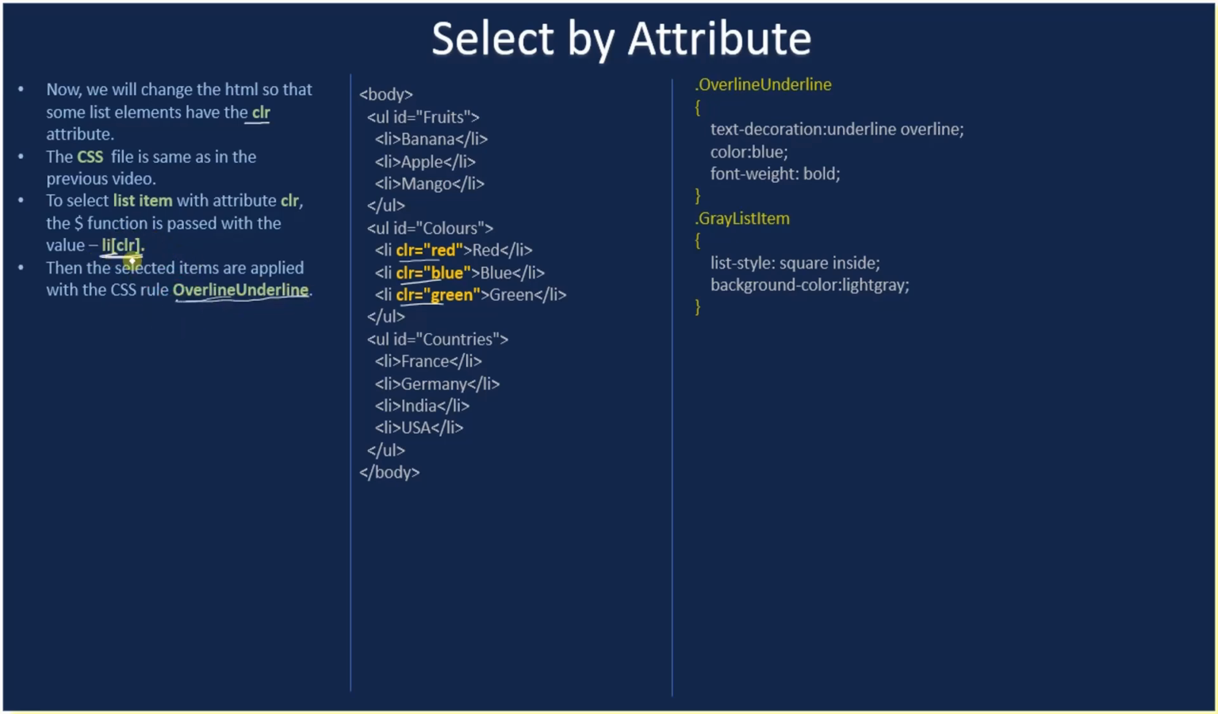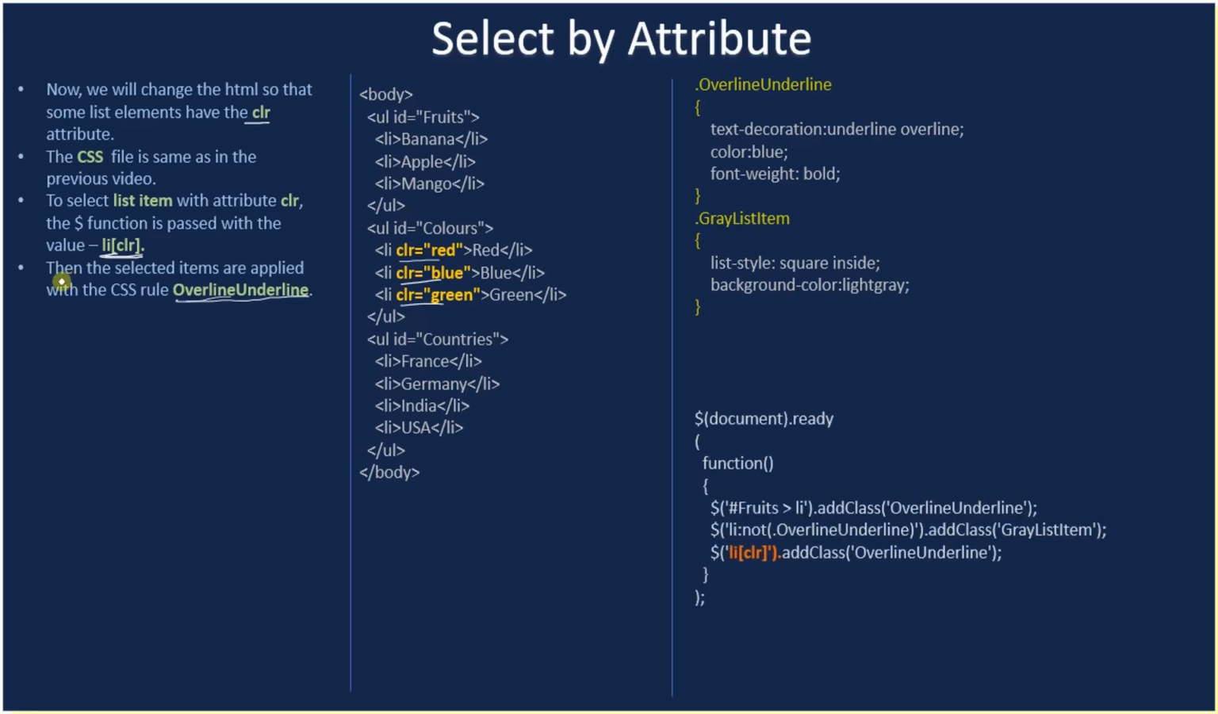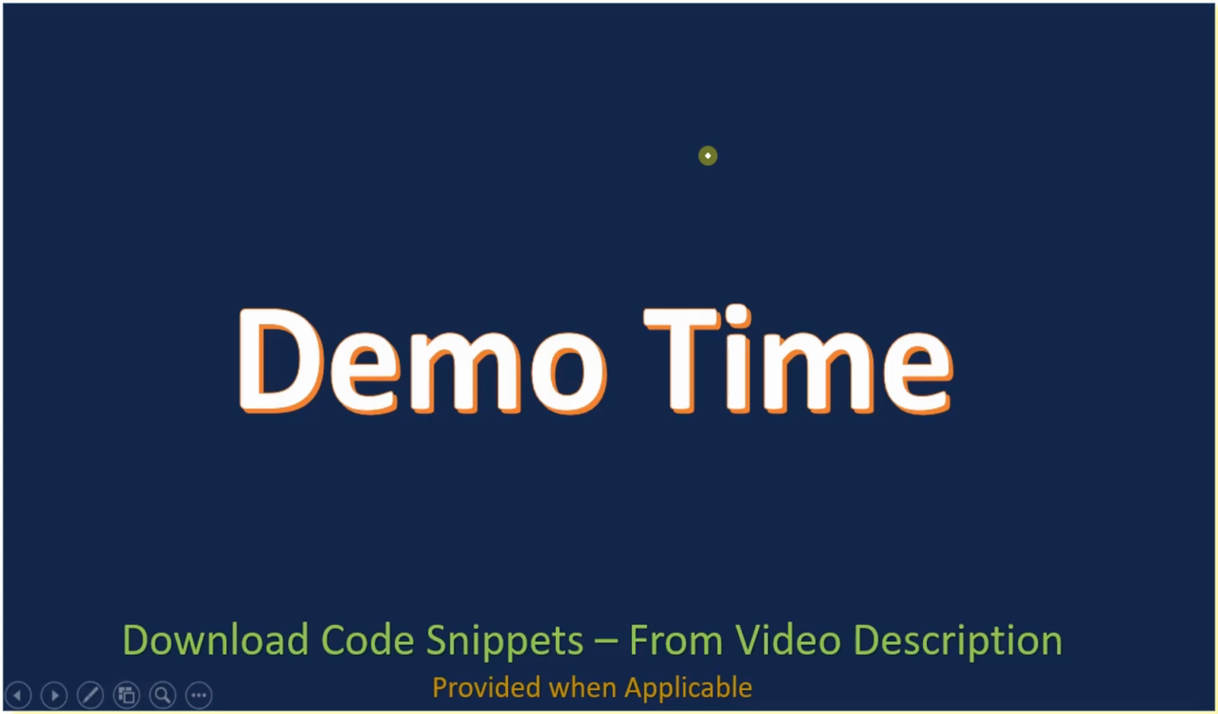Here you are seeing how we are picking the HTML with a specific attribute. So this is our JavaScript function, and you can look at it here: $('li[CLR]'). That means we are picking a list item that has the attribute CLR. Then we are marking that with the overline, underline CSS rule. Alright, now let's go to the demo.